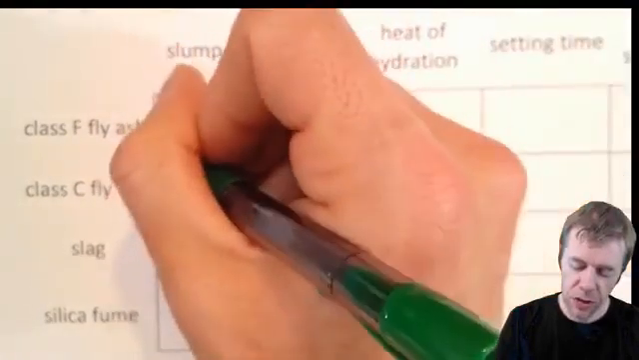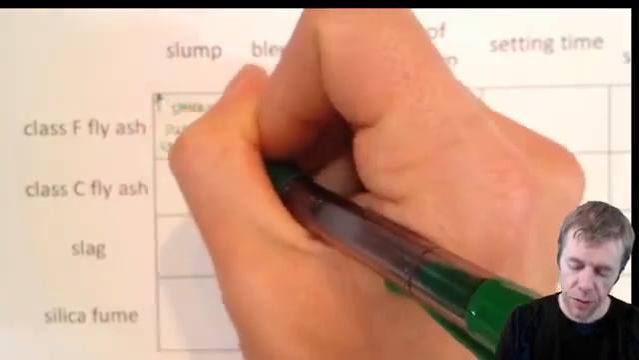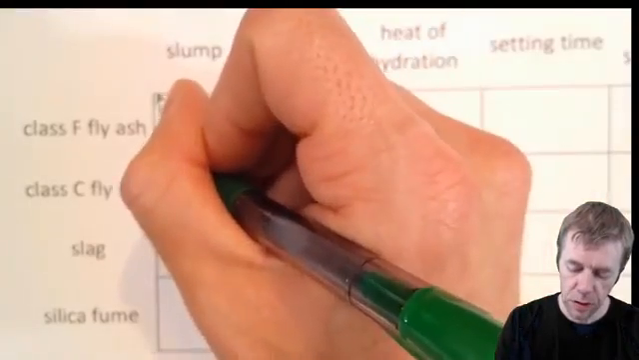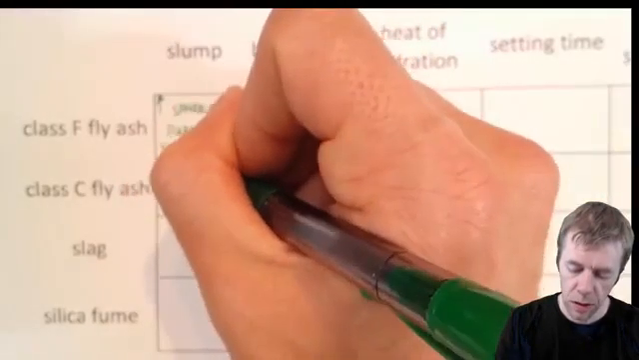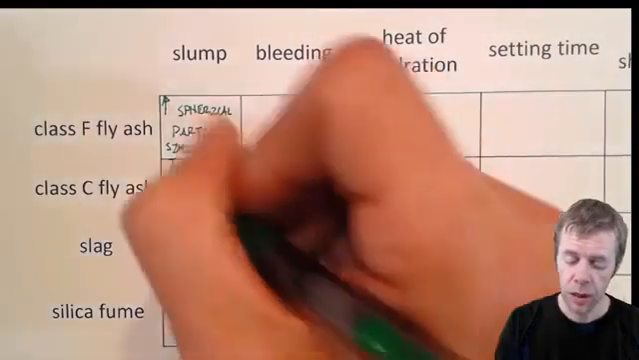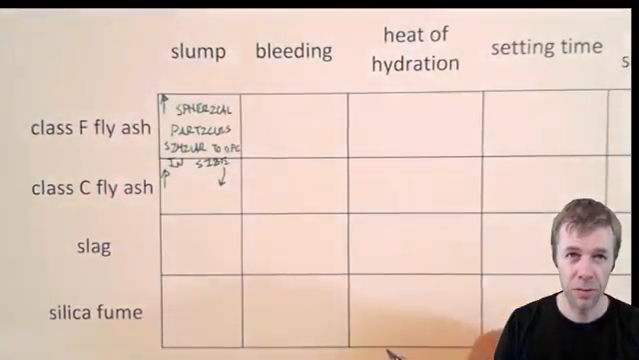And they're similar in size to OPC in size. I don't mind writing in the class C box because it's the same thing with the same answer.